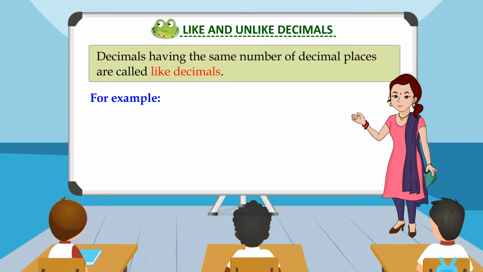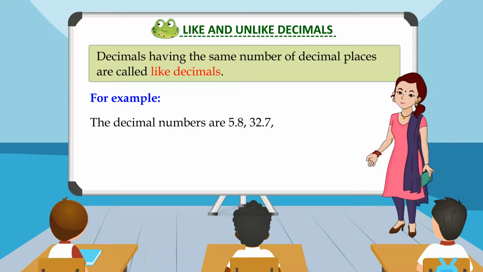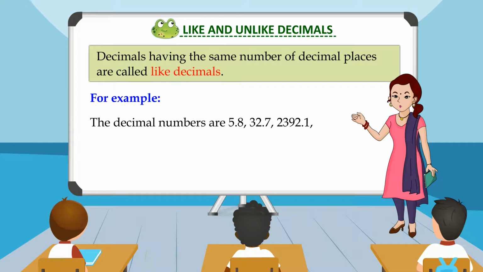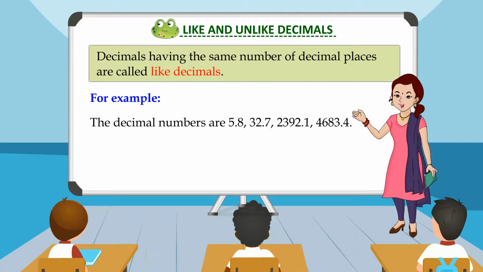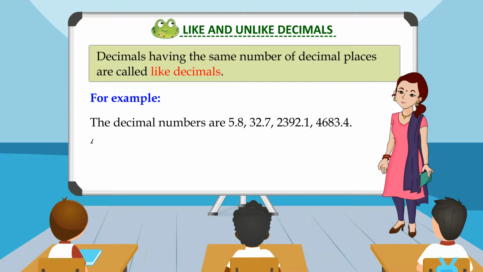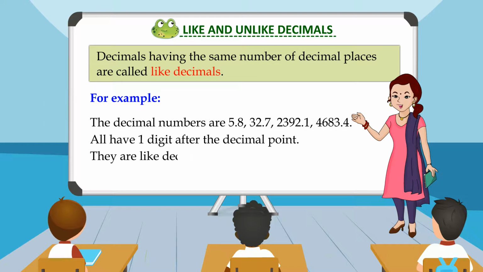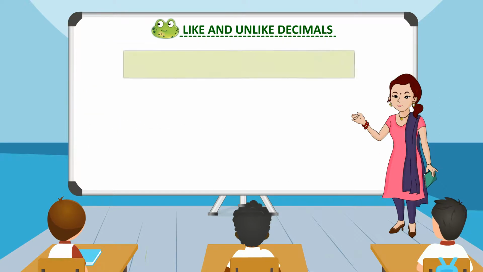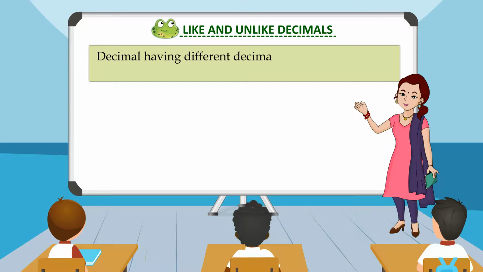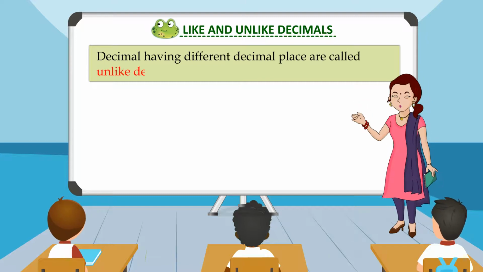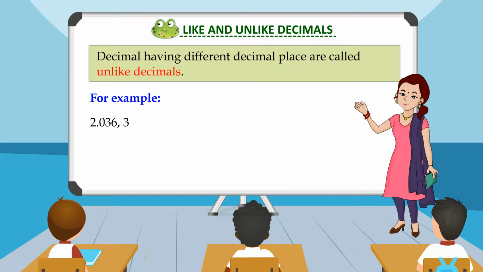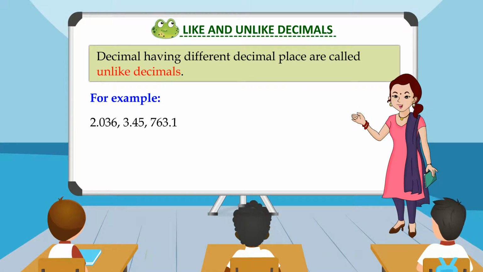For example, the decimal numbers 5.8, 32.7, 2392.1, 4683.4 all have one digit after the decimal point. They are like decimals. Decimals having different decimal places are called unlike decimals. For example, 2.036, 3.45, 763.1 are unlike decimals.